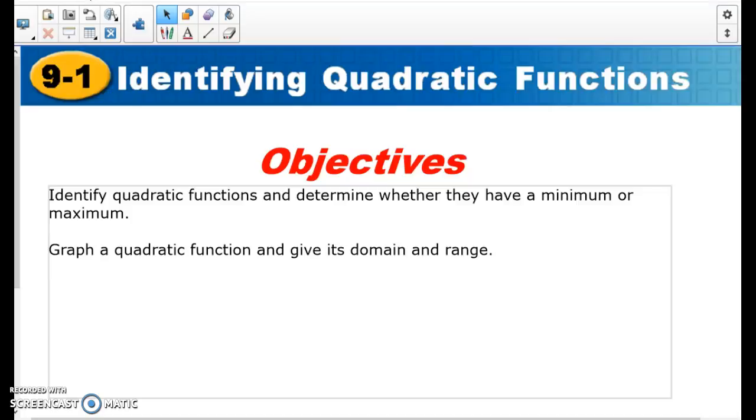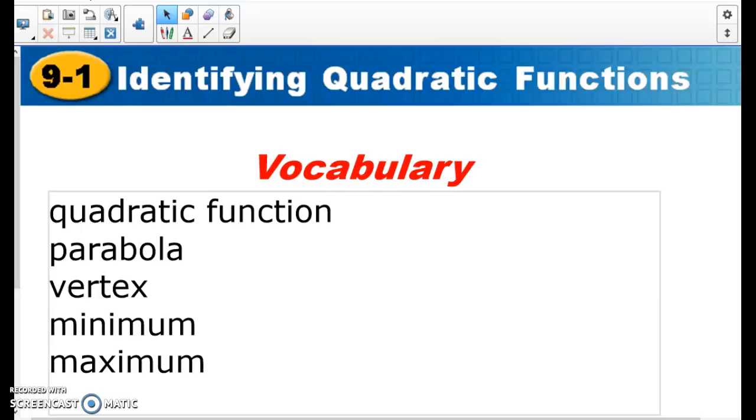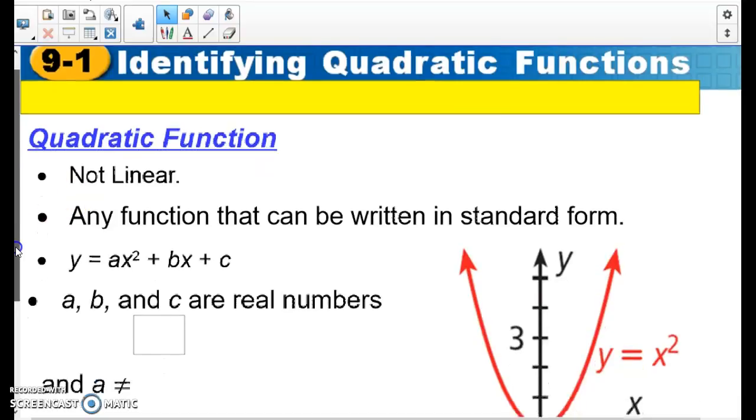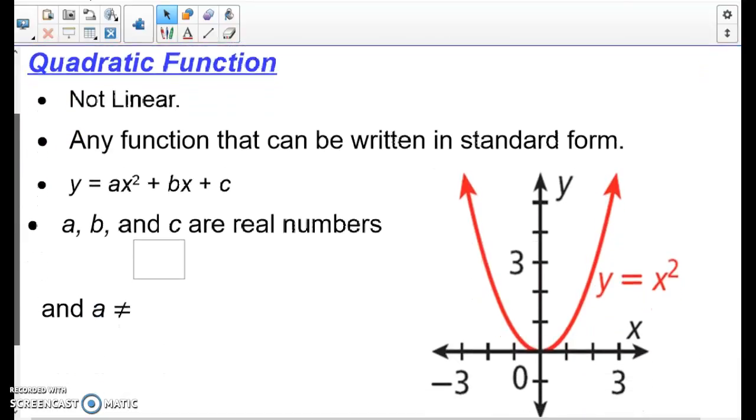So a couple different things we're talking about, so some vocab we need to go over. Quadratic function, we'll go over what that means, parabola, vertex, minimum, maximum, all those words that might sound familiar, but putting them all together.